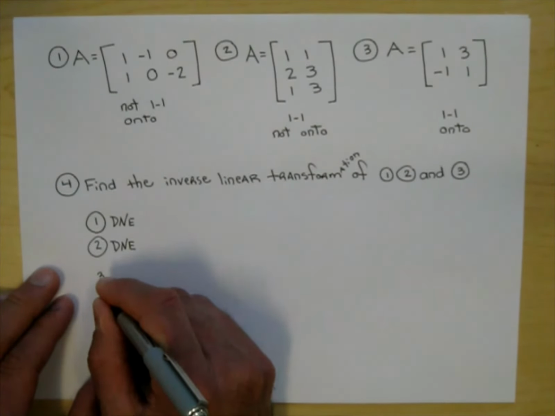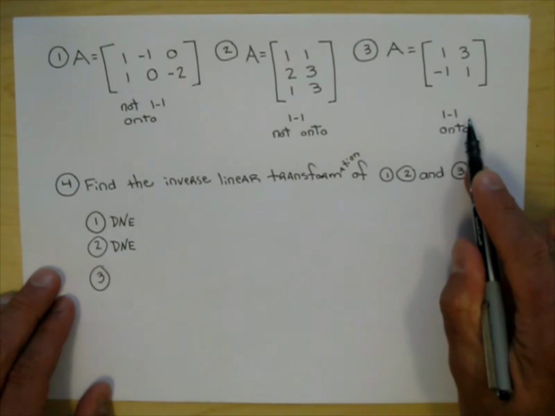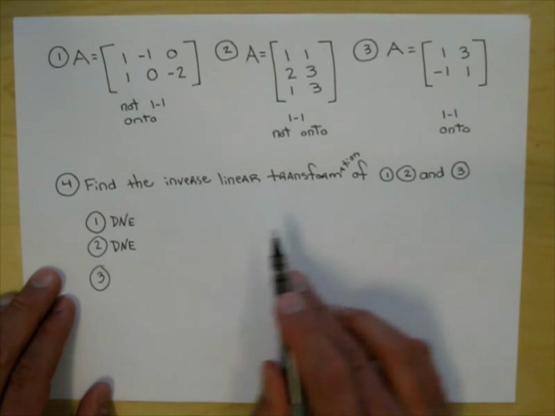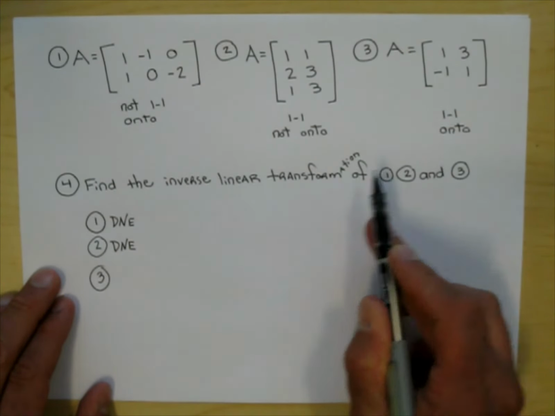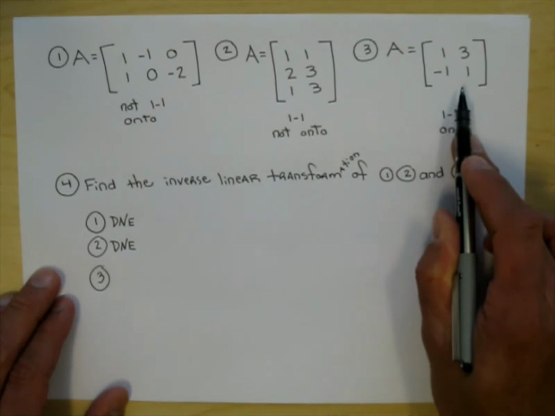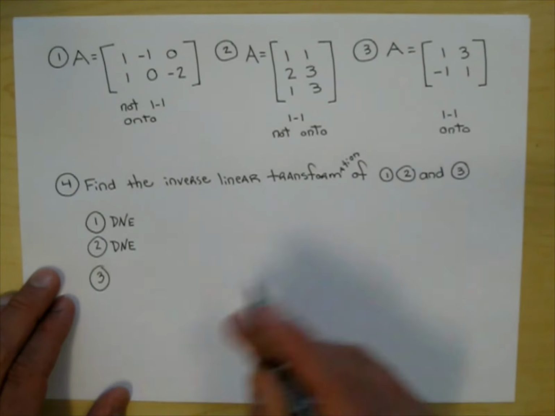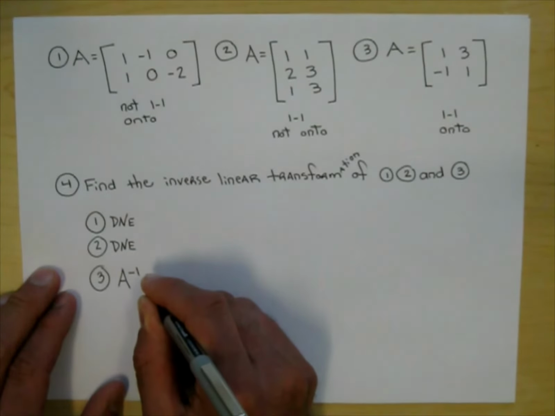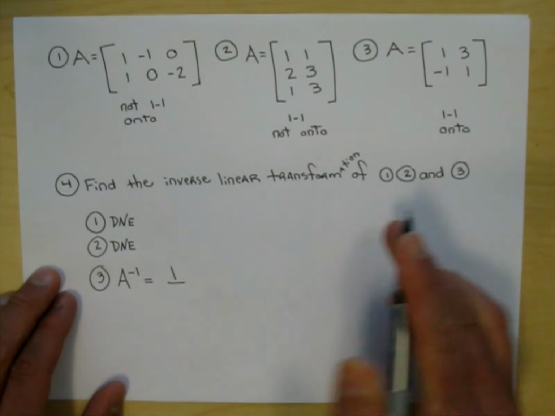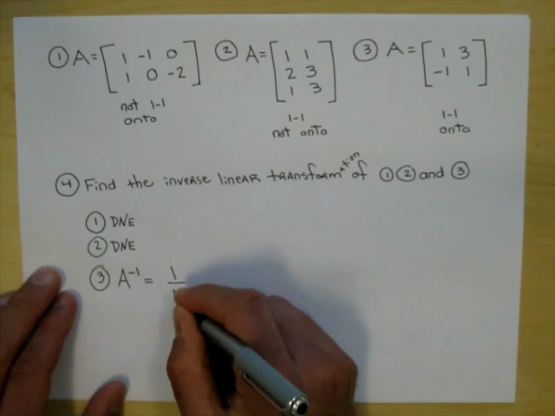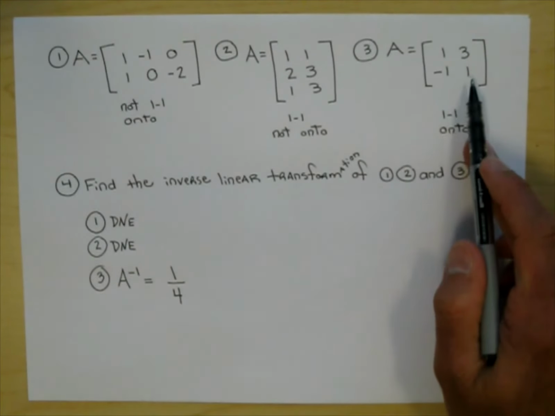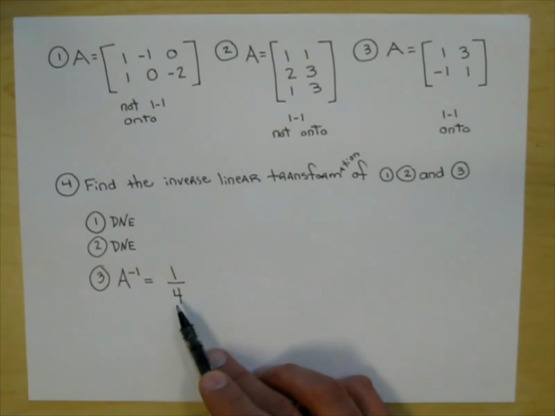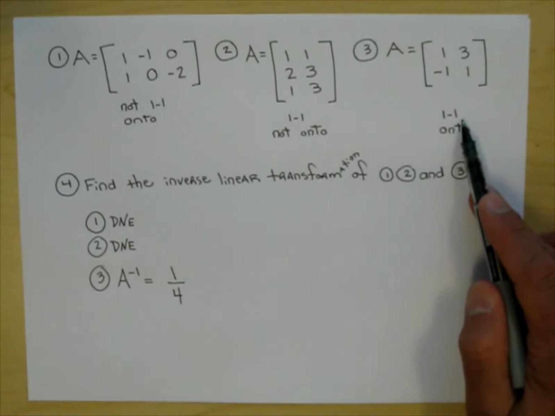But for problem number 3, it was both one-to-one and onto, and so to find the inverse linear transformation, I just have to find A inverse. Okay, so A inverse is 1 over the determinant. The determinant is 4. Now notice if the determinant had been 0, then I wouldn't be able to find this.